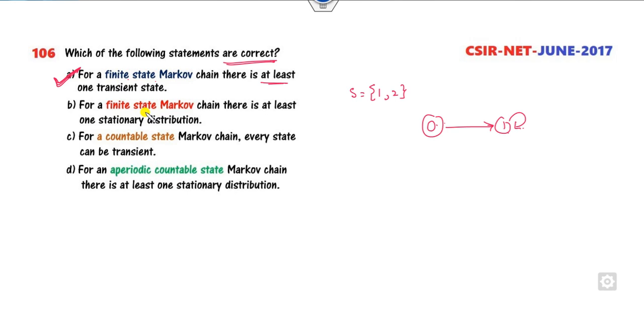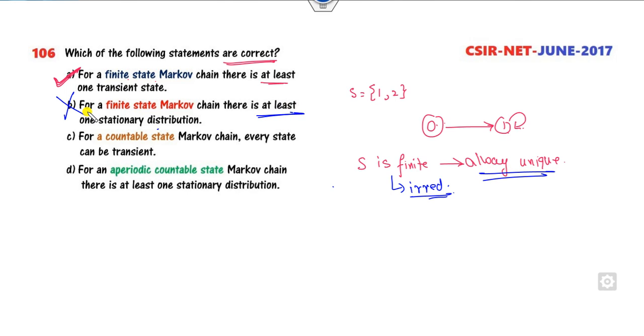For a finite state Markov chain, you will always get a unique solution provided it is irreducible. But there is at least one stationary distribution. Is it given to you whether it's a finite state Markov chain? Then there is at least one stationary distribution. At least one means it may be more than one, so it is not always unique. So this option is cancelled out.